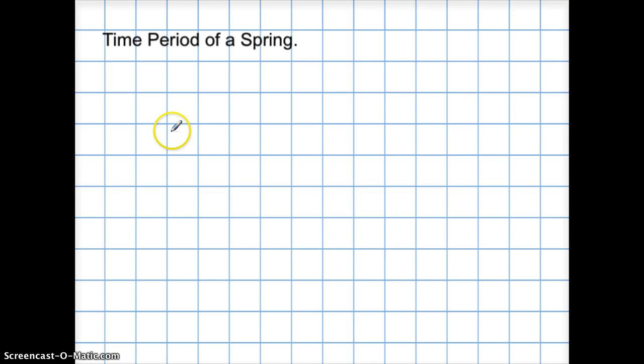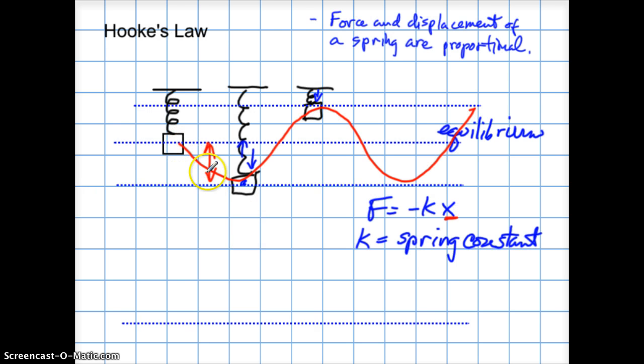My time period for a spring is very similar to the time period for a pendulum. My time period, once again, is 2 pi. Now, it's 2 pi because if you remember, we're still going around our circle, so to speak. So from here to here would be 2 pi, in any two consecutive points. So from here, let me change colors. From here to here would be 2 pi. From here to here would be 2 pi. That's one wavelength, that's one time period.